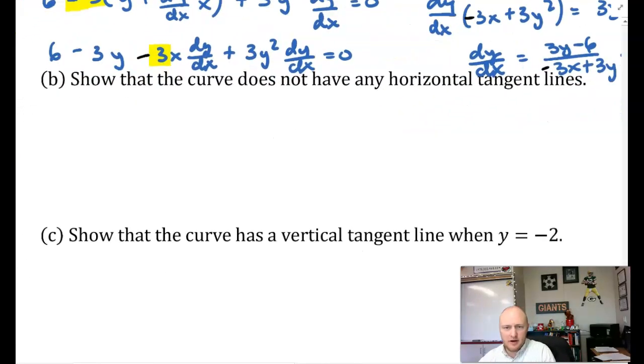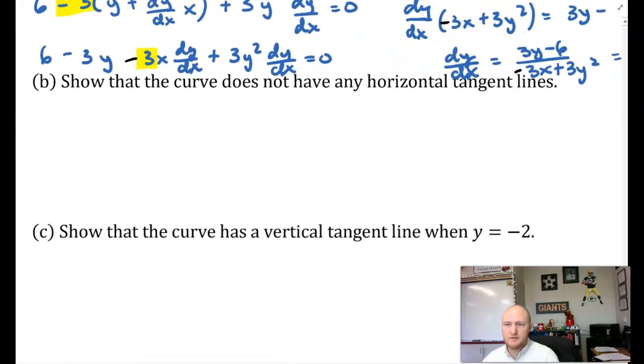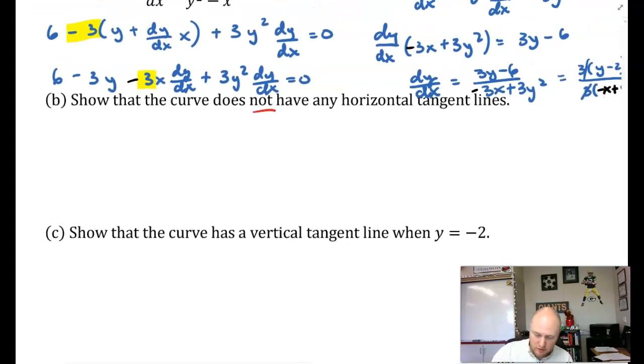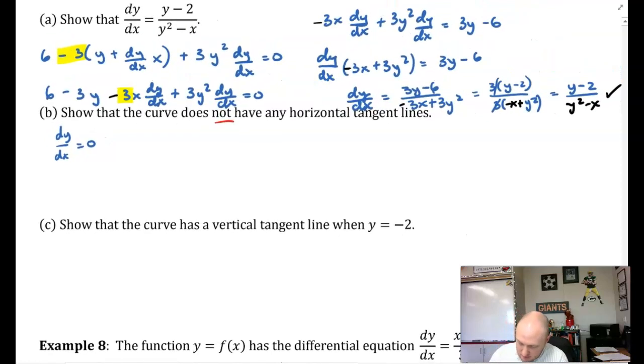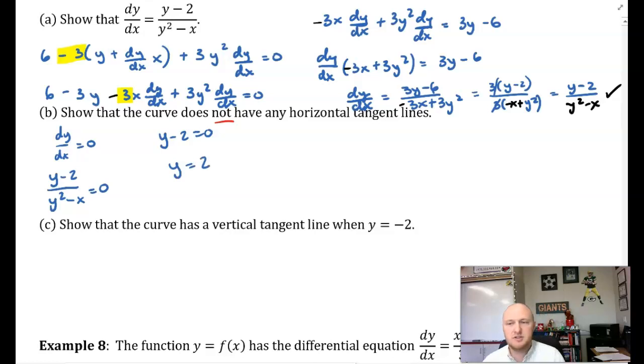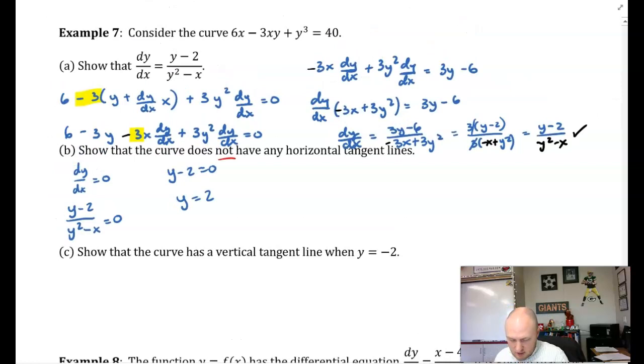All right, so for part B, we want to show that the curve does not have any horizontal tangent lines. Well, in order for the curve to have a horizontal tangent line, dy/dx has to be equal to 0. So I'm going to set my dy/dx again, which is (y minus 2) over (y squared minus x), equal to 0, and I'm going to solve. So this gives us y minus 2 is equal to 0, which means y is equal to 2. So our curve will have a horizontal tangent line when y is equal to 2.